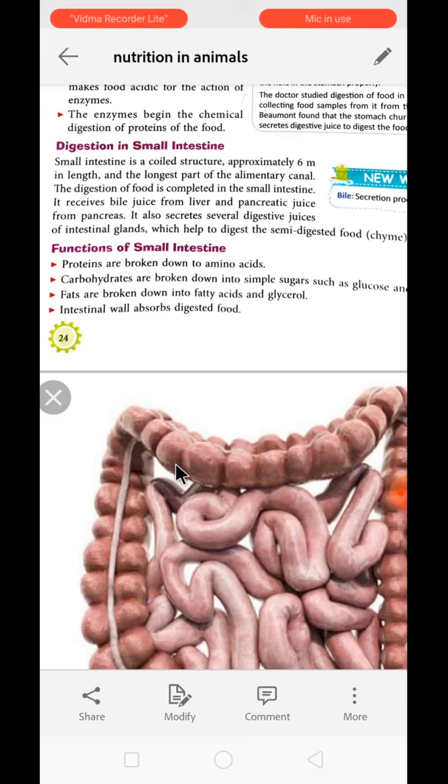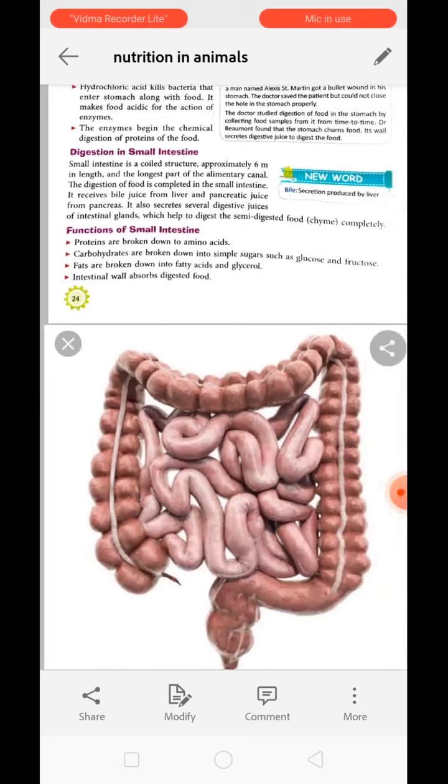Now next, carbohydrates are broken down into simple sugars such as glucose and fructose. Obviously, glucose is the simplest carbohydrate, and every nutrient molecule is synthesized or converted from glucose into other forms in case of plants, because plants can only synthesize glucose by the process of photosynthesis, which later on turns into other nutrient compounds. So over here in the small intestine, carbohydrate is converted into either glucose or fructose, which is the simplest sugar. Fats are broken down over here into fatty acid and glycerol, and the intestinal wall absorbs all the digested food.